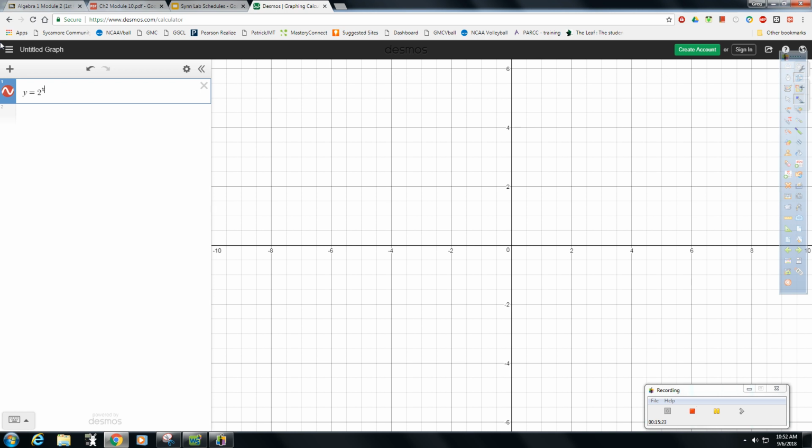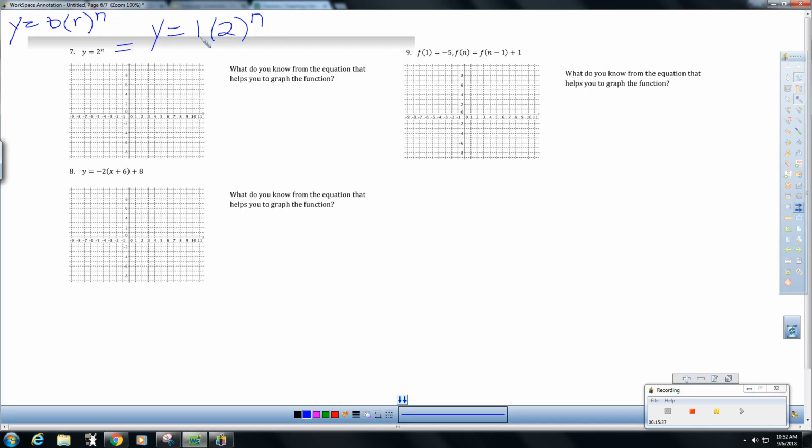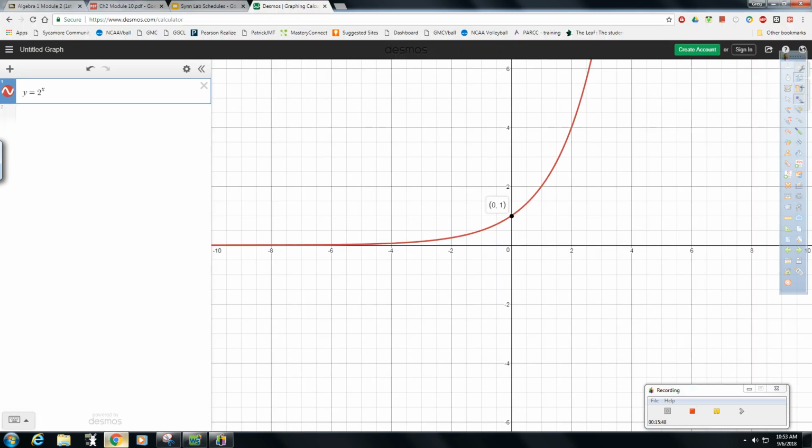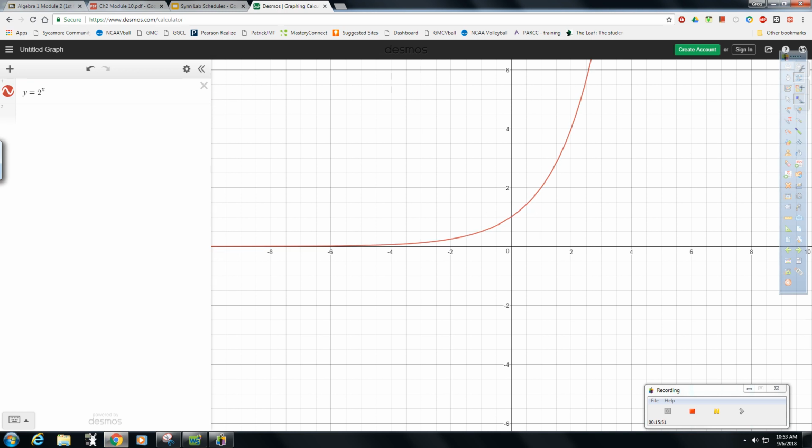All right, notice, what's the y-intercept? It's 0, 1. Let's go back. Remember this 1? That's why I added it there. What's the r? 2. Well, what that means is on our graph, every time I go over 1, the amount that it's going up is doubling by 2. That means that it's exponential. Do you agree? Okay, so this is what the graph looks like.